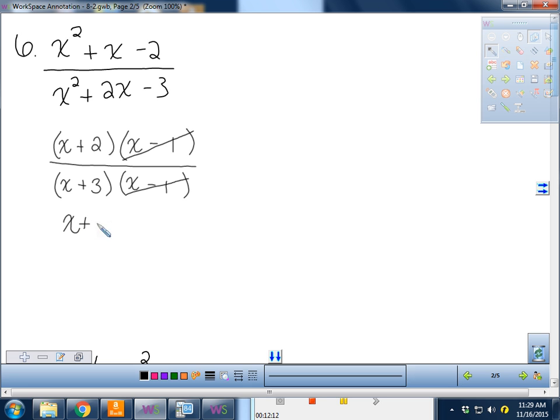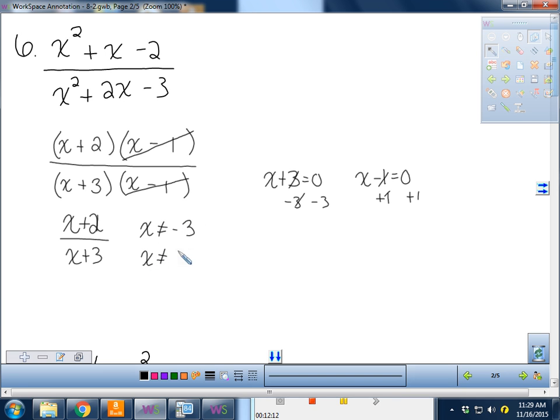So I am left with x plus 2 over x plus 3, and I have to think, what can x not be? Well, if I set both of these equal to 0, remember just the bottom, I will get negative 3 and positive 1. So x cannot be negative 3 and x cannot be 1.